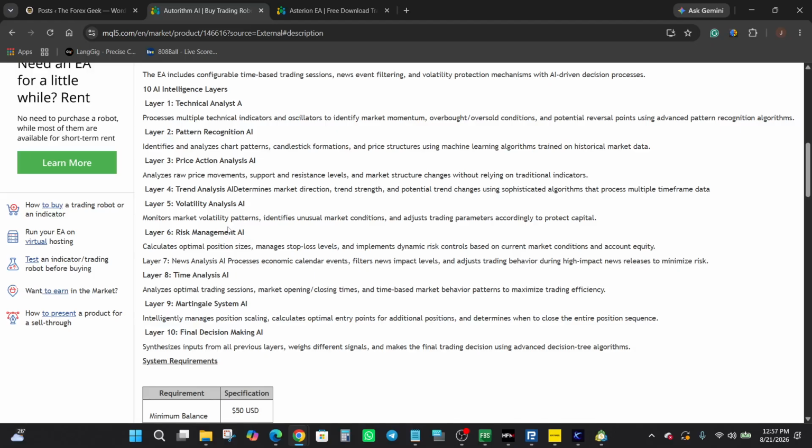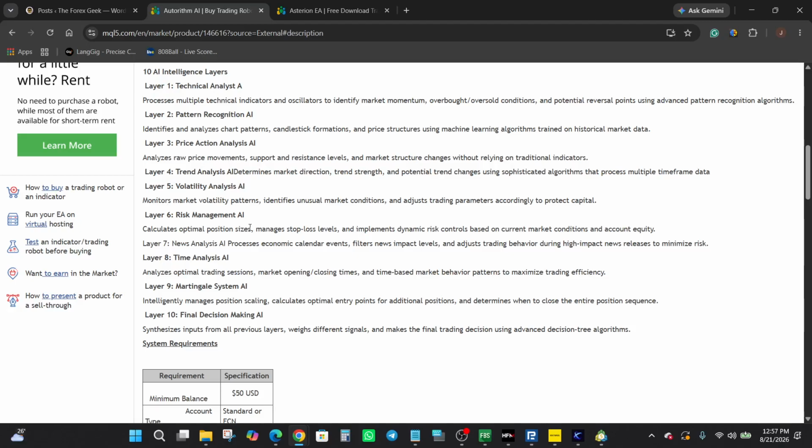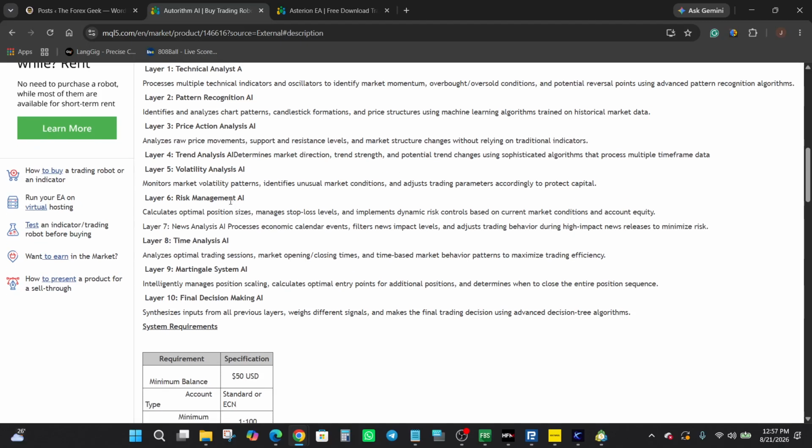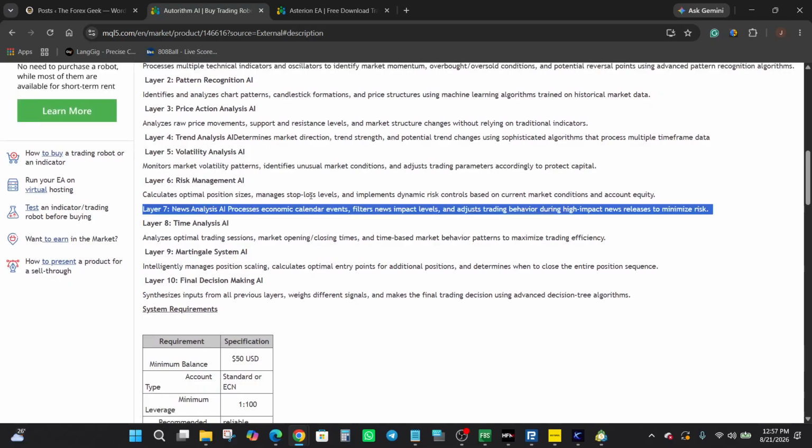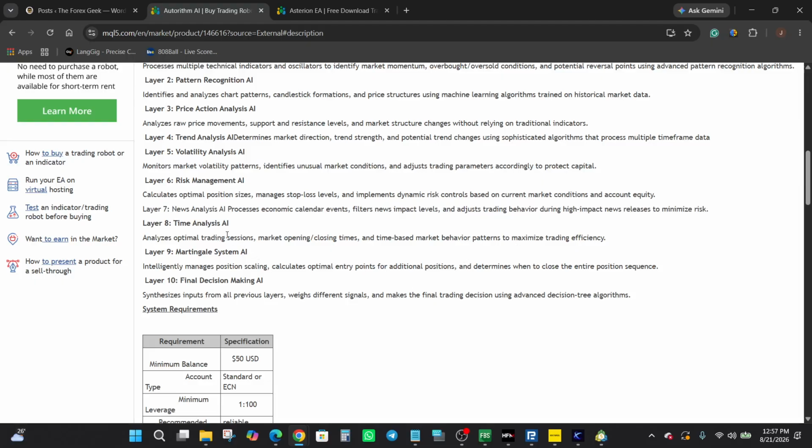So the sixth is the Risk Management AI. The developer says that this layer calculates position sizes, manages stop loss levels, and applies dynamic risk controls based on current market conditions and account equity. The next layer is the News Analysis AI. This is described as processing economic calendar events, filtering news impact levels, and adjusting trading behavior during high impact releases. Then we have the Time Analysis AI, which looks at trading sessions, market opening and closing times, and time-based market behavior.